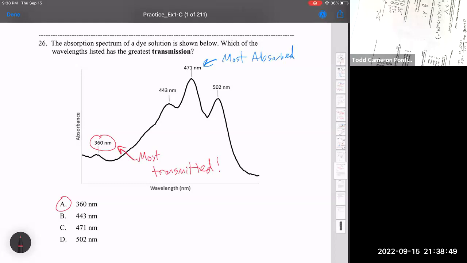Okay. And if the question said, what color would this appear? Do we see the colors that are absorbed by a sample? No, they never make it to our eyes. So we see the colors that are transmitted. 360 is actually ultraviolet, so we wouldn't see this. But if you're ever asked what color you see, it's the complementary color of the most absorbed color, which in this case is 471. There's a color wheel on your data sheet. I think 471 corresponds to blue. So this would absorb blue and appear the complementary color, which is orange.